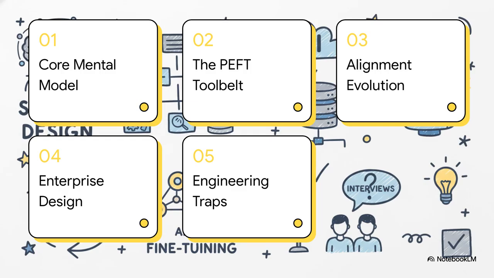Okay, let's look at the agenda. These are the 5 critical areas I evaluate every single senior candidate on. First, the core mental model. Second, the PEFT toolbelt. Third, alignment evolution. Fourth, enterprise system design. And finally, common engineering traps. Let's get right into it.